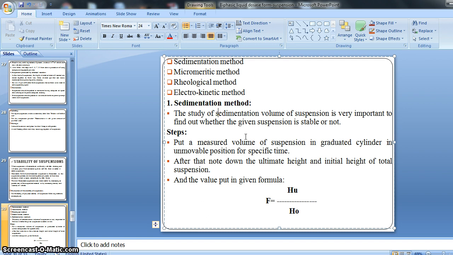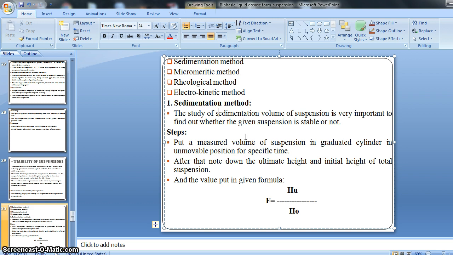Actually, the limit of sedimentation volume is from 0 to 1. If the sedimentation value of our suspension is between 0 and 1, at that time we call it stable.